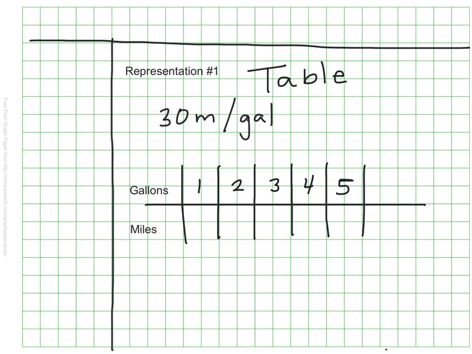If we had 1 gallon of gas in the car, we could go 30 miles. If we had 2, we could go 60, and so on. This is a representation of the data using a table, and that's it, right? That's one way that you might show someone the information that the car could go 30 miles for every gallon of gas.